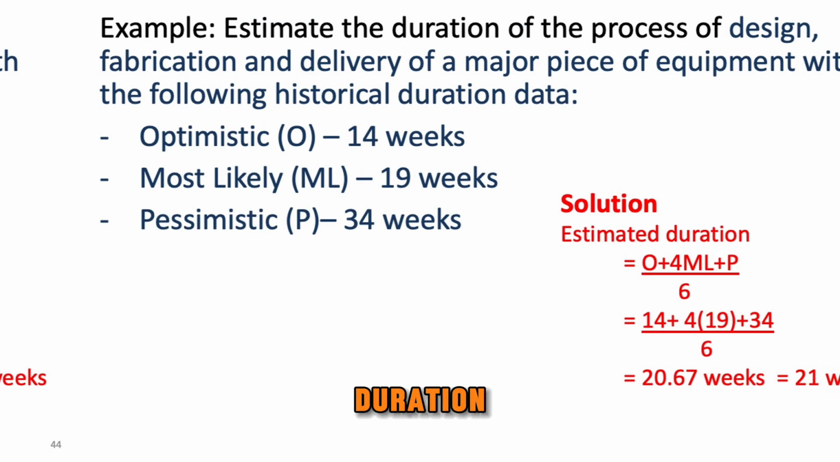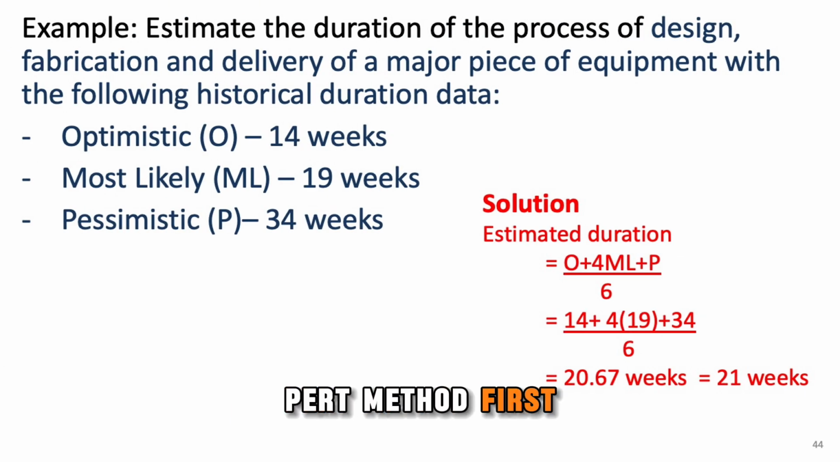To calculate the duration, we use the PERT method. First, we add the optimistic estimate, 4 times the most likely estimate, and the pessimistic estimate, then divide the total by 6. So we get 14 plus 4 times 19 plus 34, divided by 6, which equals 20.67 weeks. Rounding this up, we get 21 weeks. This provides us with a relatively more conservative estimate compared to the most likely value of 19 weeks, allowing us to better account for potential delays and uncertainties, and better prepare for any unexpected setbacks.